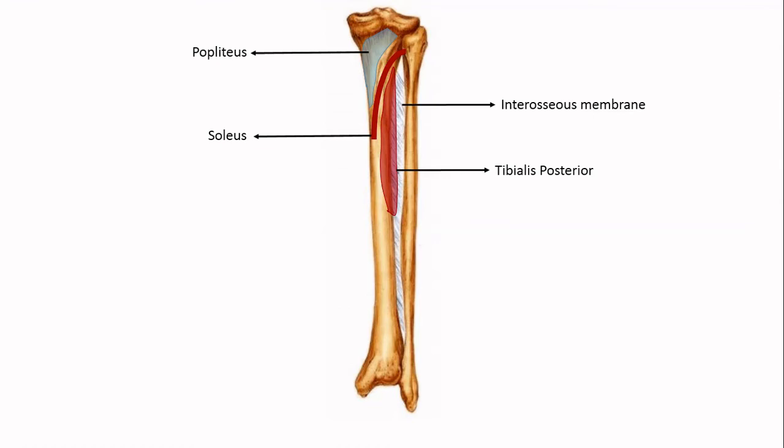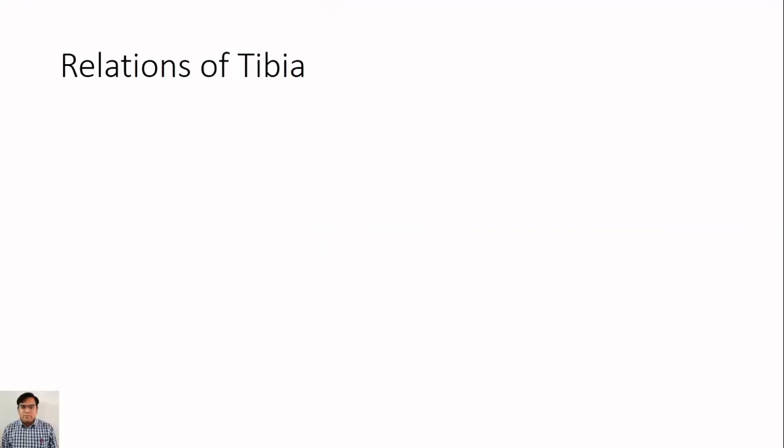The lateral side. On the medial side it gives origin to flexor digitorum longus. So this is flexor digitorum longus. Now relations of tibia.